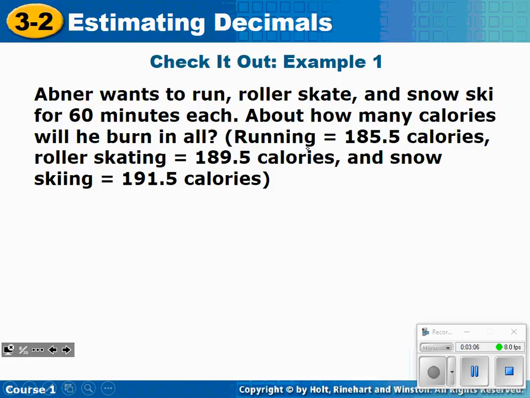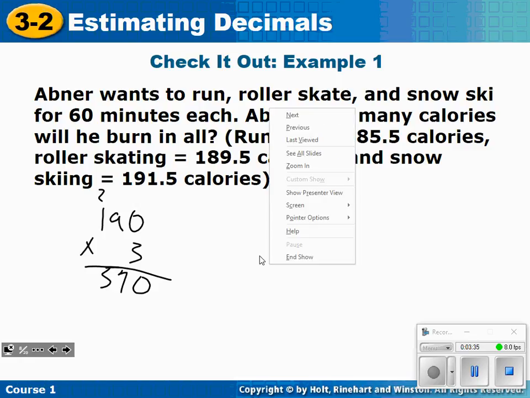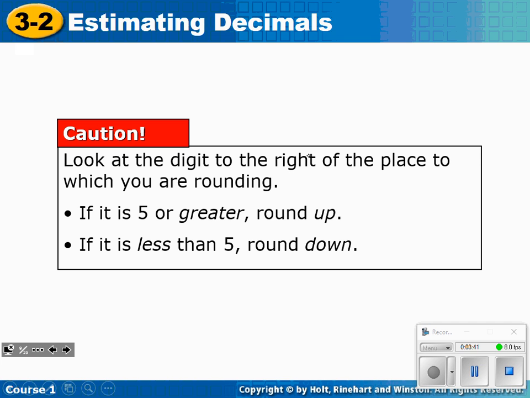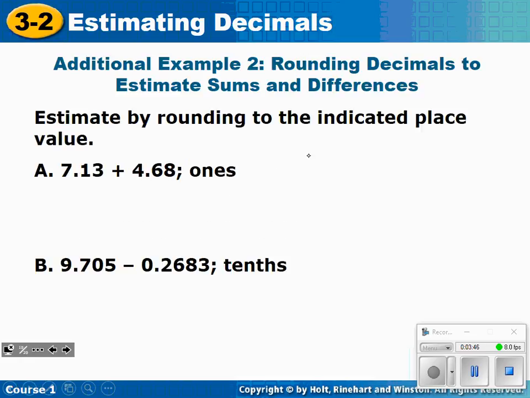Let's cluster this. Give me a number that's going to represent all three of them pretty easily. 190? That sounds good to me. So we'll go 190. There's three of them. Times 3, so we got a 0 here, a 7 here, a 2 here, a 5 here. About 570 calories. It's pretty simple, isn't it? That's what clustering is. You're taking those numbers and picking one that's close. Again, we're talking about rounding. We don't need to talk about that.